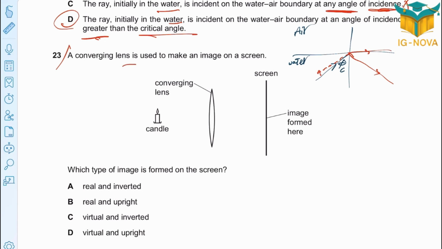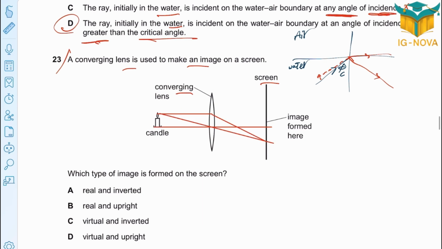Question 23. A converging lens is used to make an image on a screen. Here we have the converging lens, candle, and screen. Which type of image is formed on the screen? The image will form on a screen as it's a converging lens. Let's see how it can be drawn. I drew the two lines out, X is here. So the image here will be upside down, inverted, and as it comes from refraction of actual rays, it's real and inverted, option A.